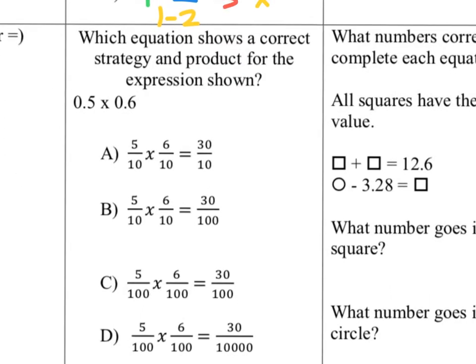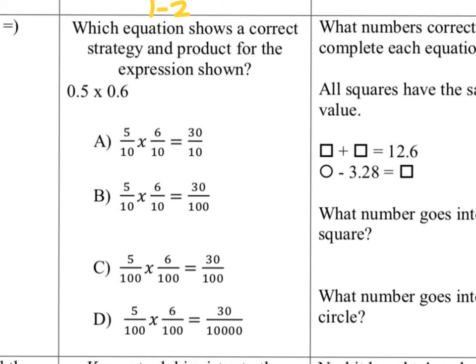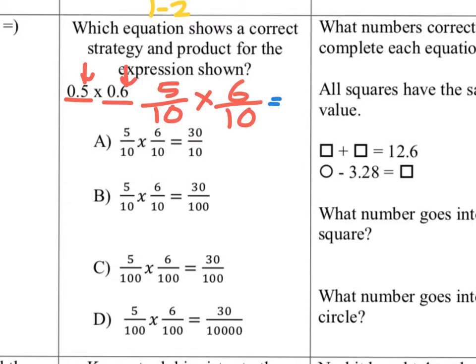For the second one, it says, which equation shows a correct strategy and product for the expression shown? So this is going to be 5/10 times 6/10, because those are tenths, since you have only one digit behind the decimal. So for the first one, 5/10 times 6/10 equals 30/10. That one's going to be wrong because I know that 5 times 6 is going to be 30, and it'll be 2 numbers behind the decimal, so it'll be 0.30. So the way you would write that would be 30 hundredths. The first one is wrong because that's supposed to be 30 hundredths, but instead it's 30 tenths.